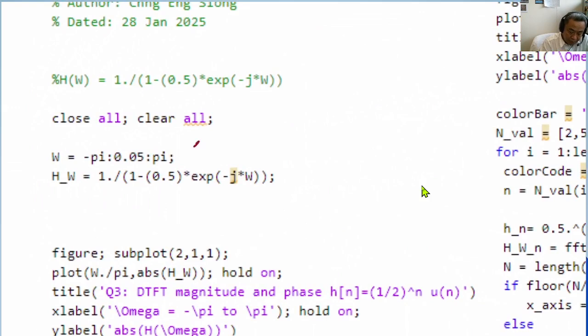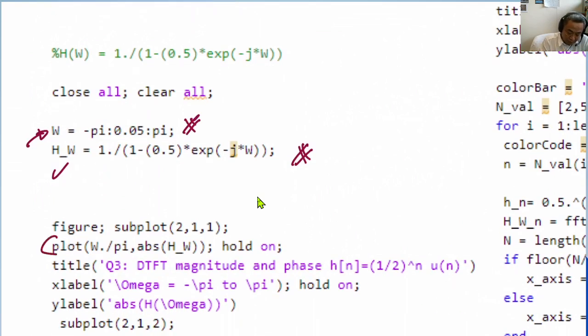So in MATLAB, we define w from minus pi to pi in steps of 0.05. The H of w, the discrete time Fourier transform, is 1 over 1 minus half exponential minus j times capital W, which is this. That's it. Once you have executed this equation, we have the DTFT of h of n. And then to plot, we use this. We wanted the horizontal axis to be with respect to pi, so that's why we divided by pi here, and that's why you get from -1 to 1. To get the magnitude, we just use absolute. Absolute of a complex number will give you the magnitude.